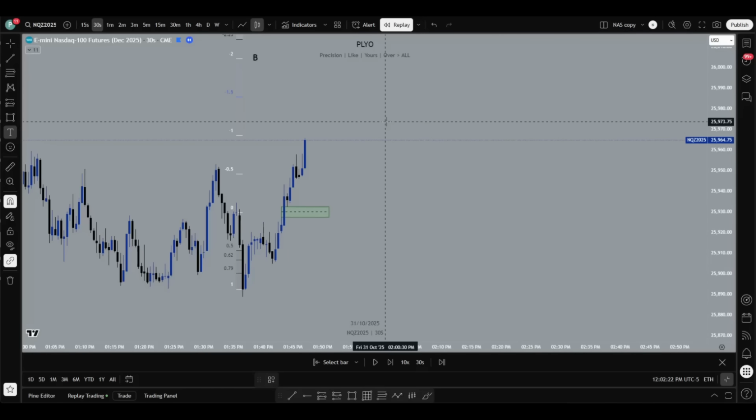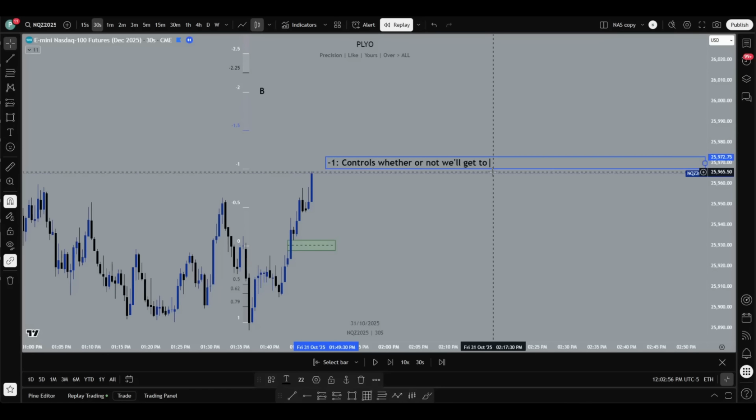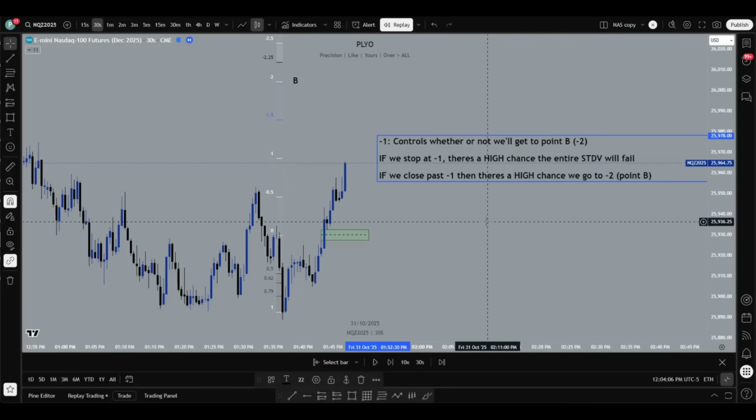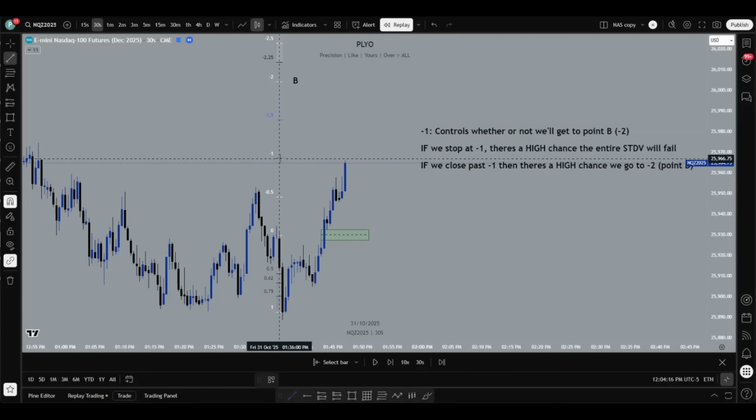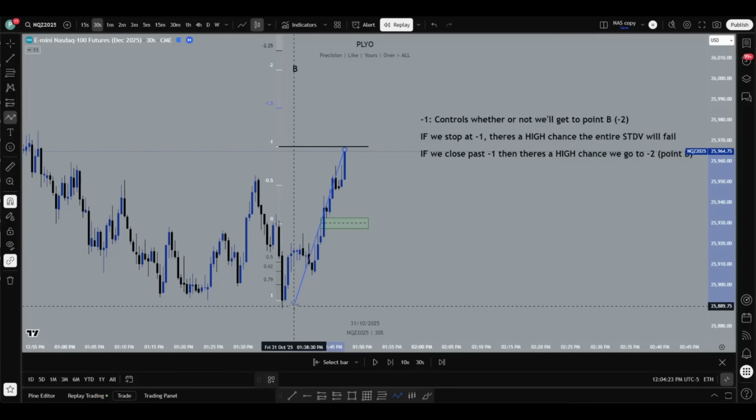Now, since we're moving on from -0.5, let's talk about what -1 does. So -1 has a very important job. -1 controls whether or not we'll get to point B, which is, of course, -2. And if you ever see us stop here at -1, say, for example, we just wicked off this -1, it would mean there's an extremely, extremely high chance we're going to come all the way back down to where we started.